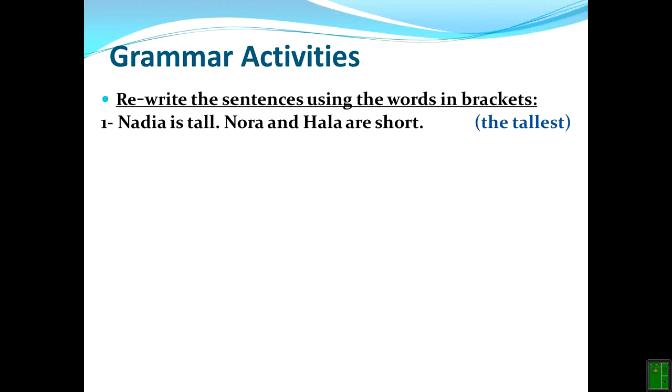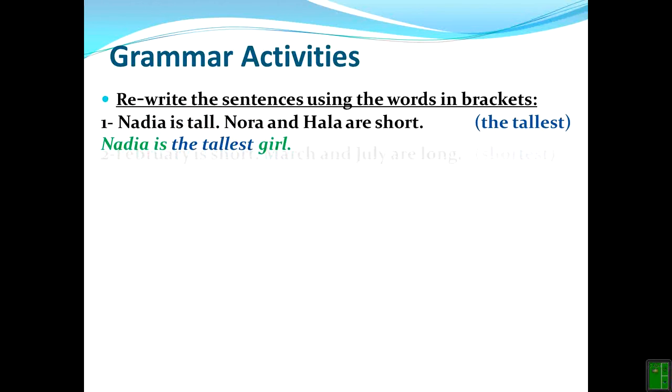Use the tallest. Right? So here we compare between Nadia and the other two girls, Noura and Hala. So here we compare between two or more. Yes, we compare between more than two girls. So we use the superlative form of tall, which is the tallest. So the answer is what? Right. Nadia is the tallest girl.